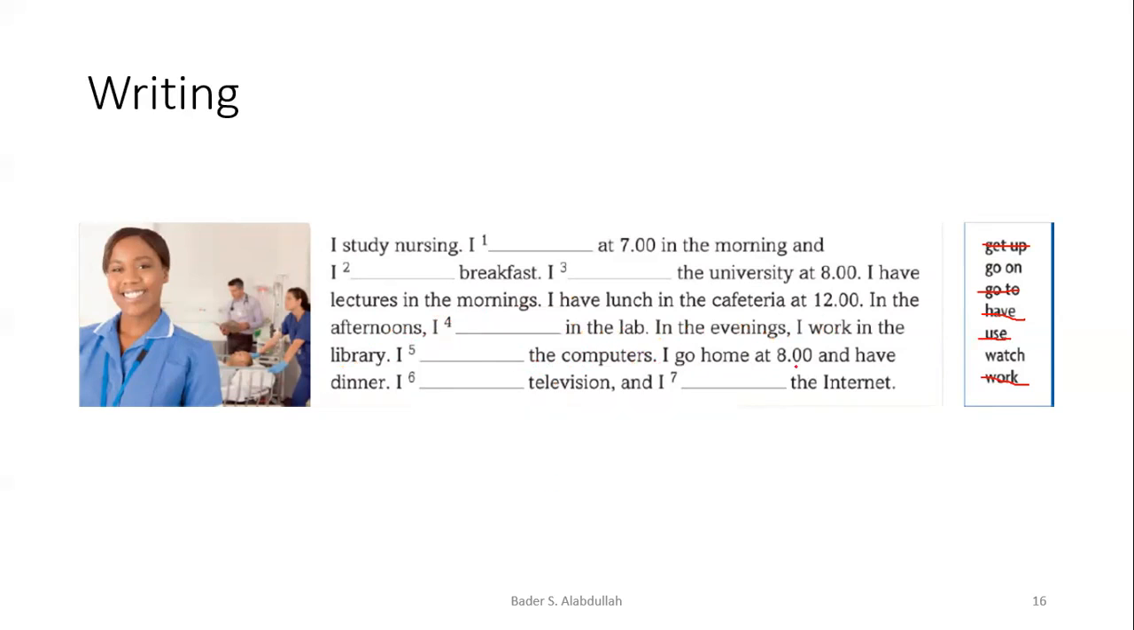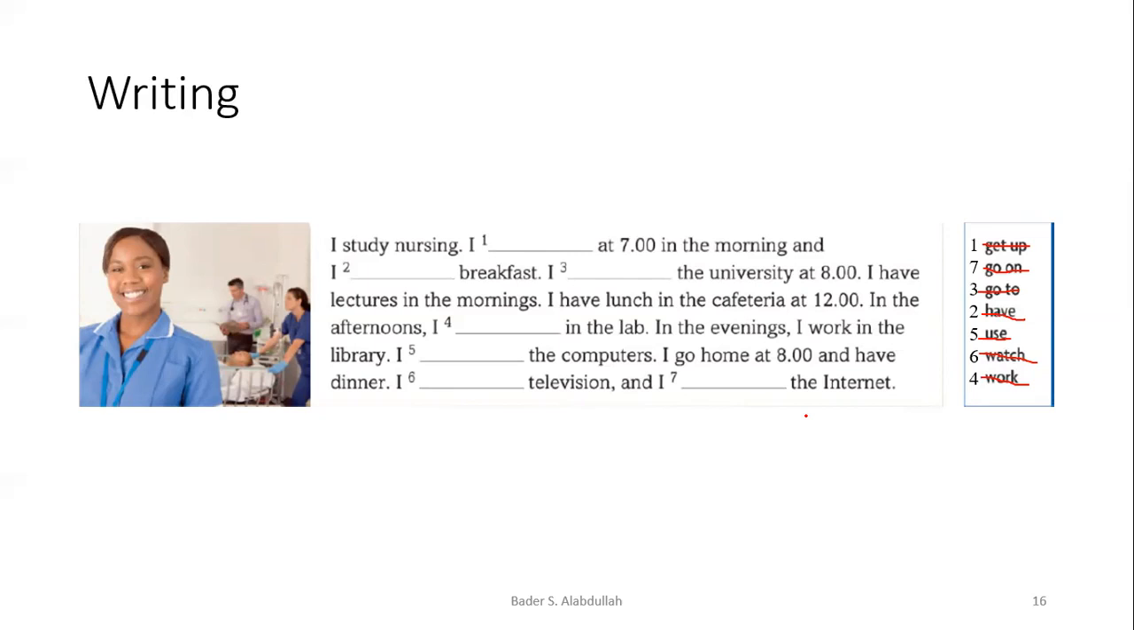I go home at 8, again, at, and have dinner. I watch television and I go on the internet. And you have to memorize some of these expressions. Like when they talk about the internet, they said, go on. They didn't say I use the internet, I go on the internet. These are some English expressions that you have to memorize. There are no rules for them. So you have to just memorize them.